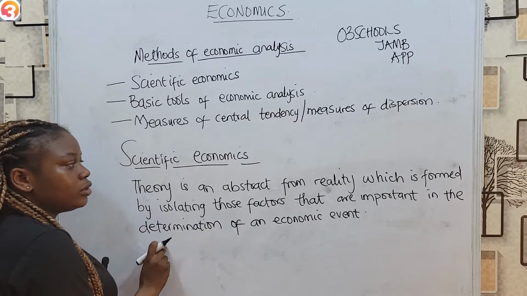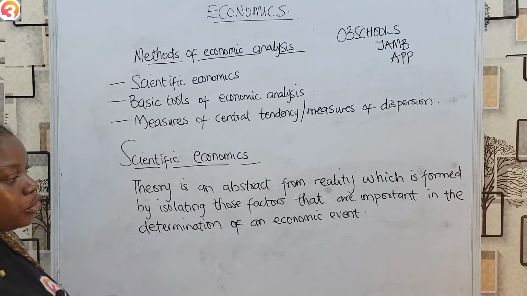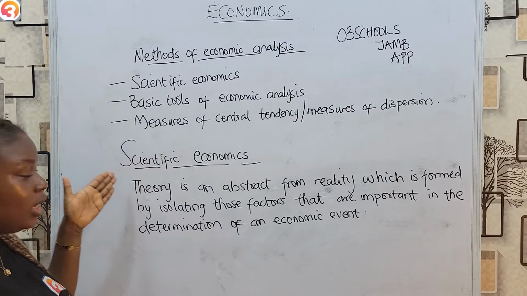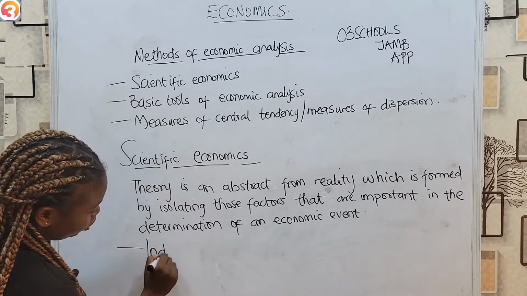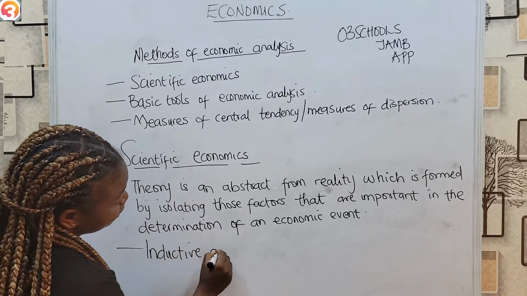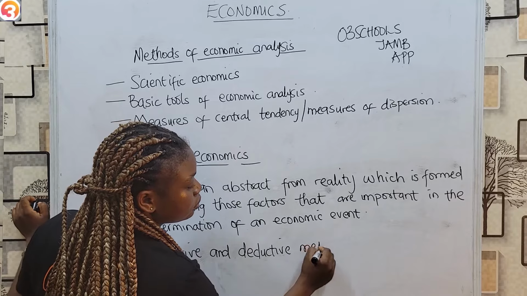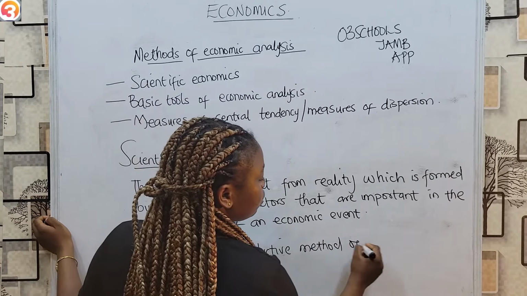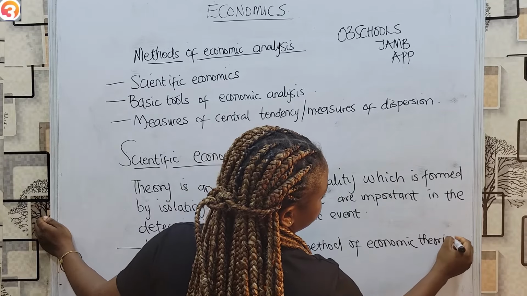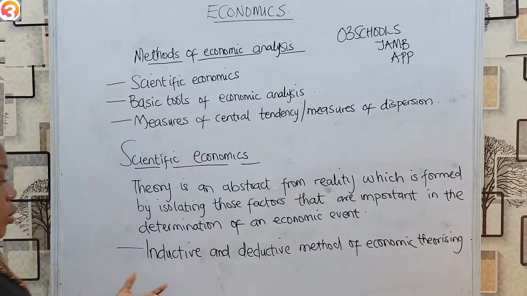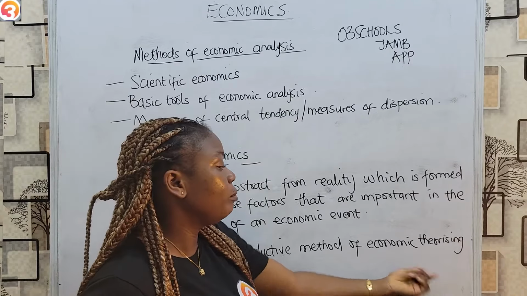We define theory because scientific economics is divided into two approaches. We have two approaches that we use in studying scientific economics. The first one is the inductive and deductive method of economic theorizing. So we can see the first approach is the inductive and deductive method of economic theorizing.